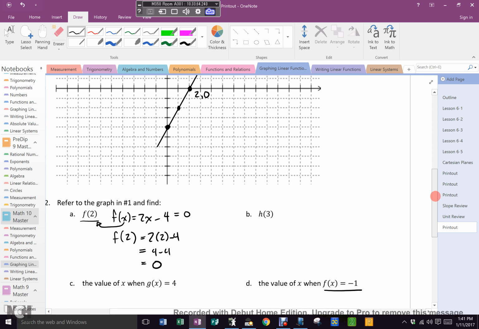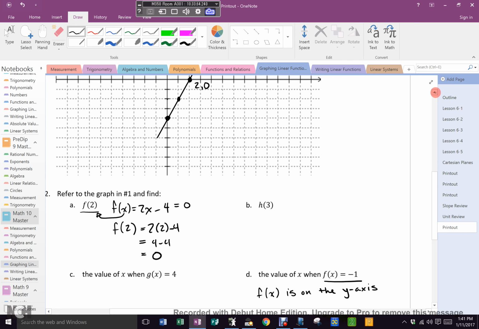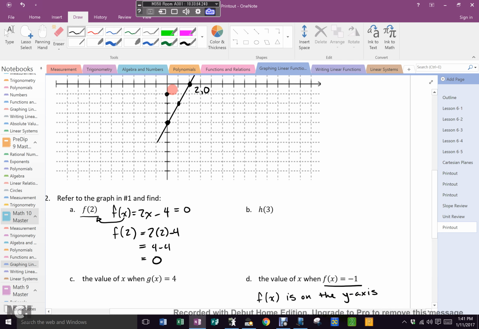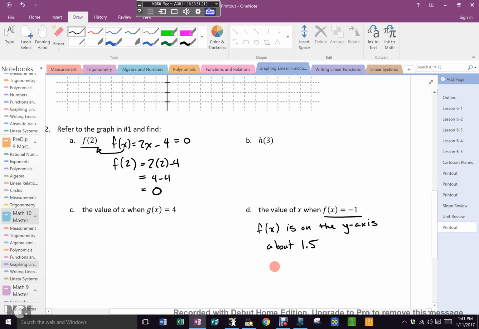Now, I've got another f question here. This says when f of x is negative 1. So f of x is on the y-axis, and I need to go to negative 1. So I go up to my graph. Negative 1 is right there. And I come out here and I see that my x value is about 1.5. So this is about 1.5.